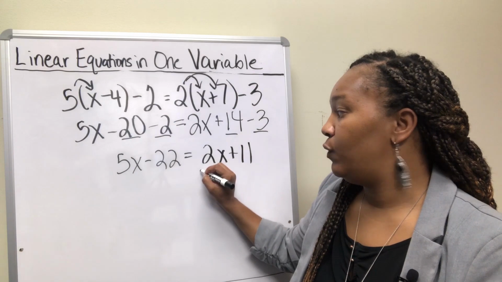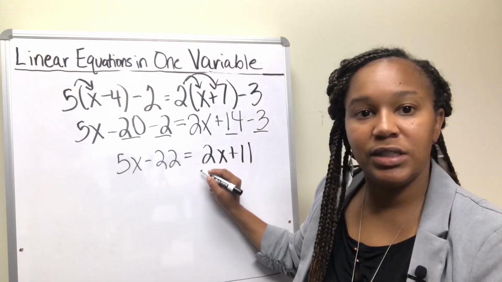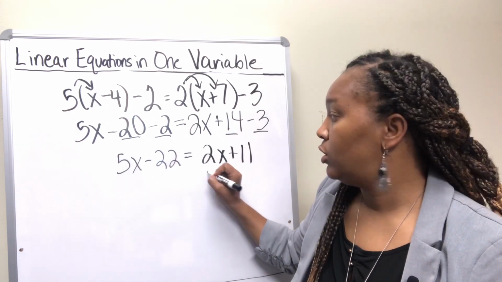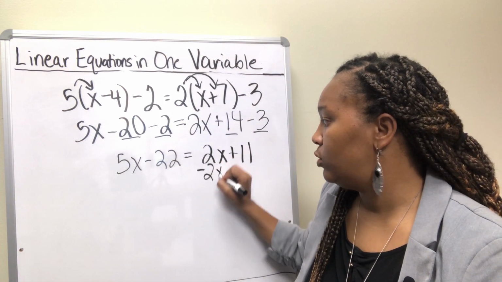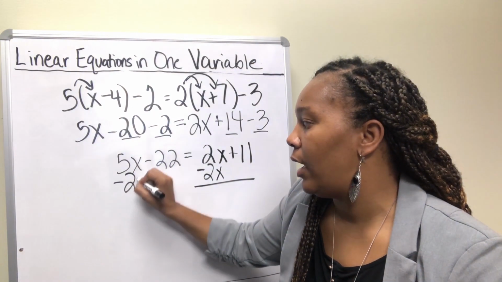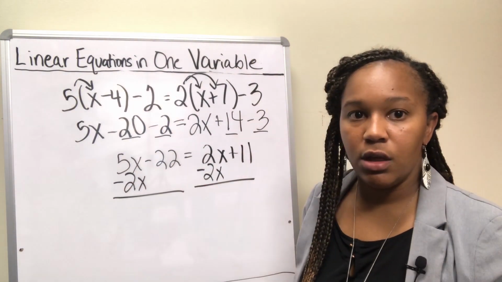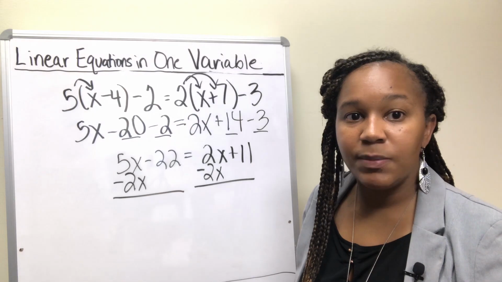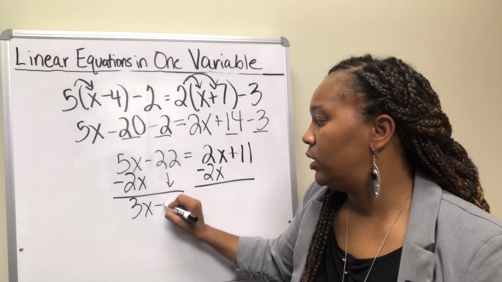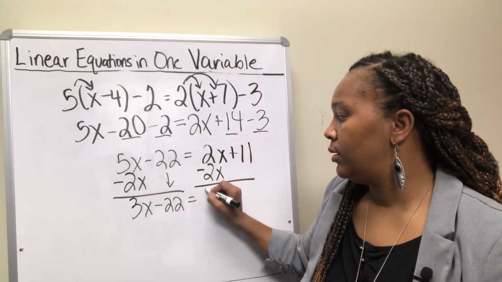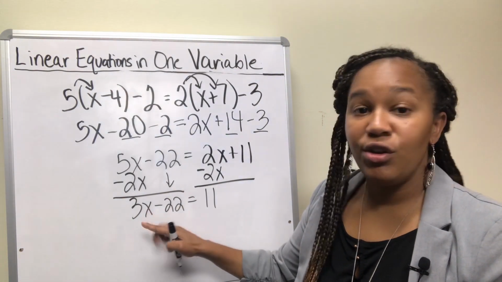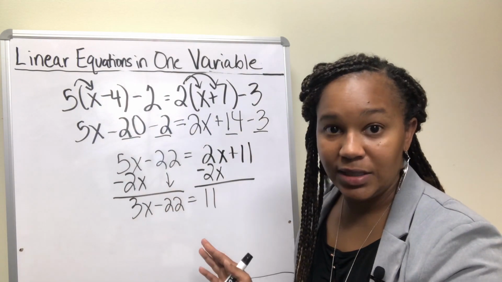So I'm going to move this 2x to the other side. Since it's a positive 2x, remember addition is married to subtraction. So you have to subtract 2x. And remember our principle that says whatever you do to one side, you also have to do to the other side. So 5x minus 2x is 3x. Drop down the minus 22. And that leaves you with the right side. So now you're all on one side. All the x's are together.